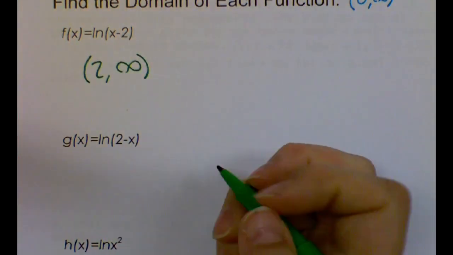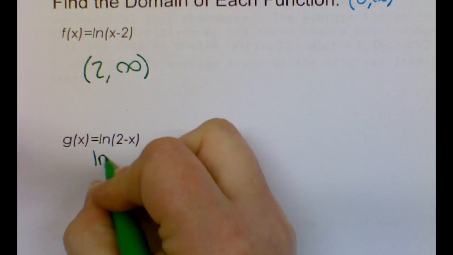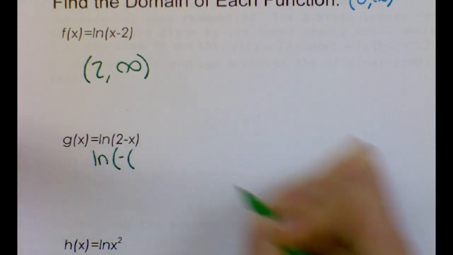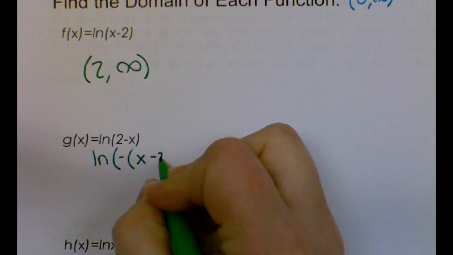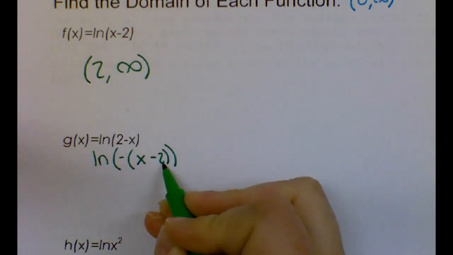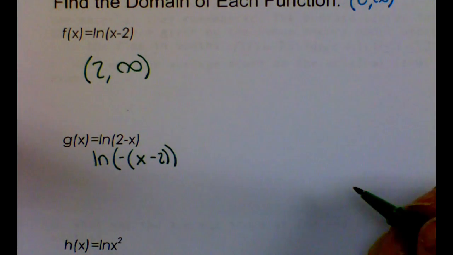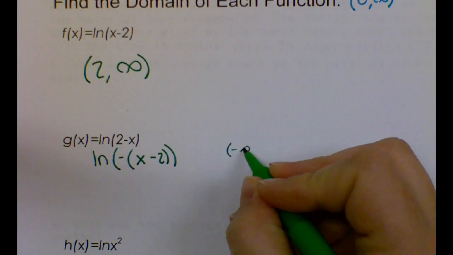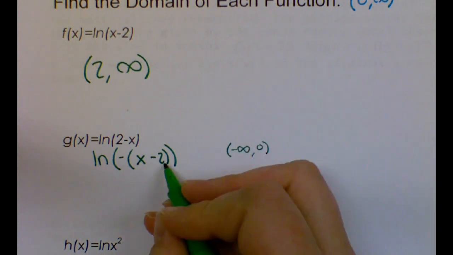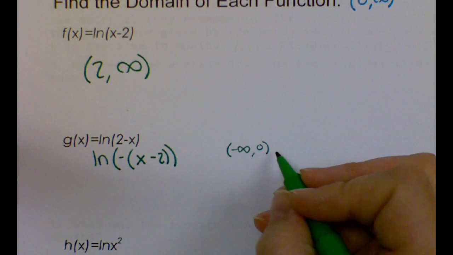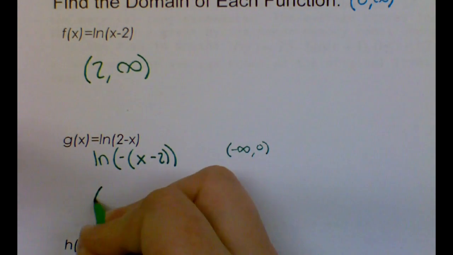ln of 2 minus x. Let's think about it: factor out a negative, I get x minus 2. I shifted right 2, but I also reflect over the y-axis. So that means instead of being 0 to infinity, it's actually negative infinity to 0, and shifted 2 to the right, negative infinity to 2.